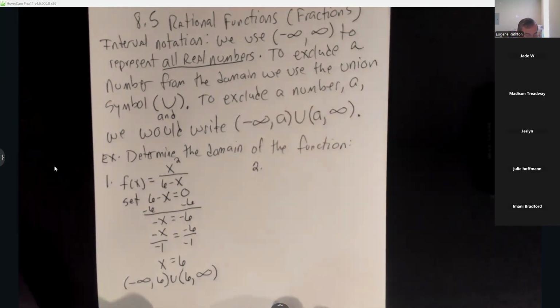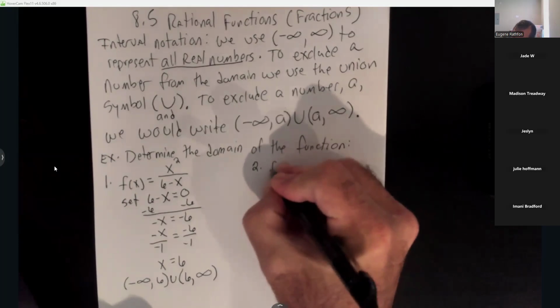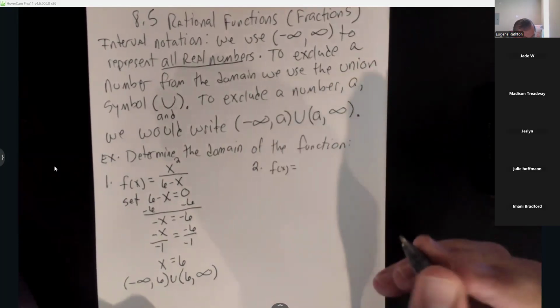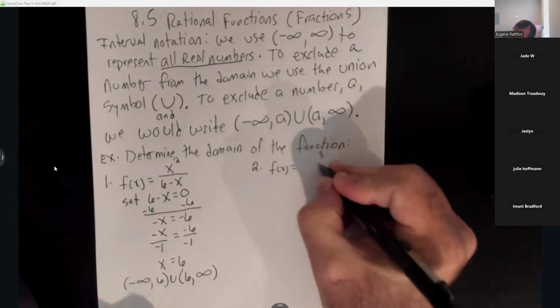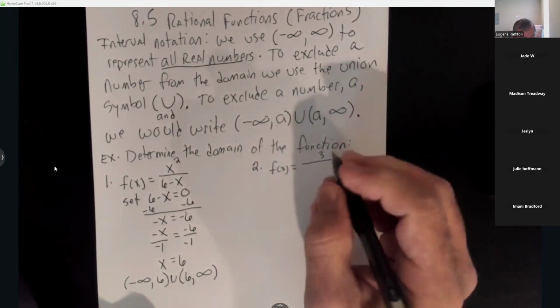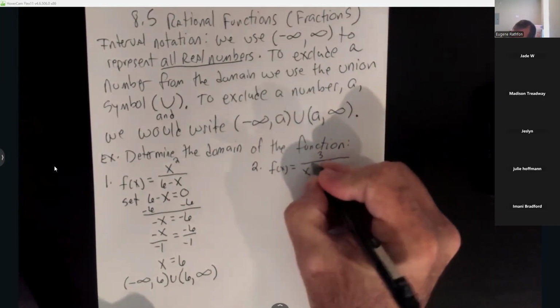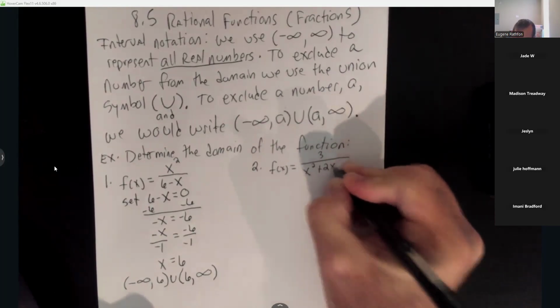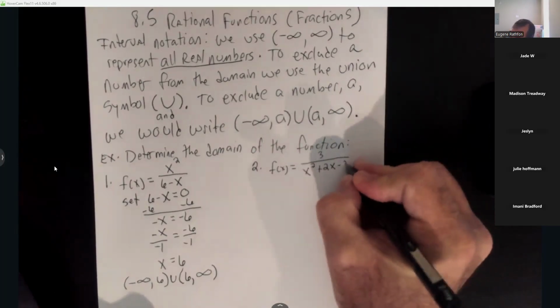All right, so let's look at one more of these. So this one has f of x equals 3 over x squared plus 2x minus 24.